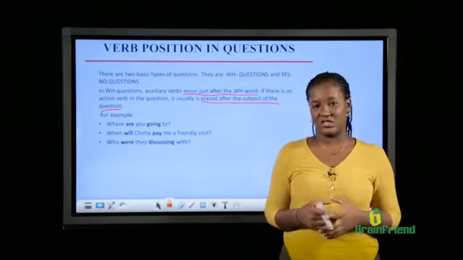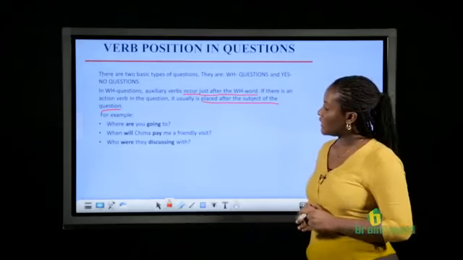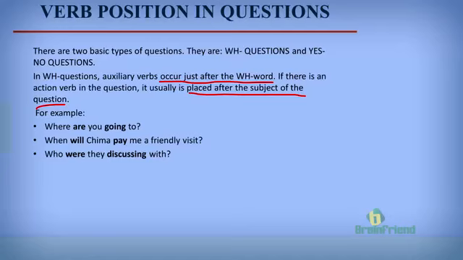Most questions just have auxiliary verbs. Now, let's take a look at our examples. The first one here says, where are you going to? We find the WH word where, the auxiliary verb are, the subject of the question, you, and the main verb, going. So we find that we have the auxiliary verb, the subject, and then the main verb in questions that begin with WH words or the word how.